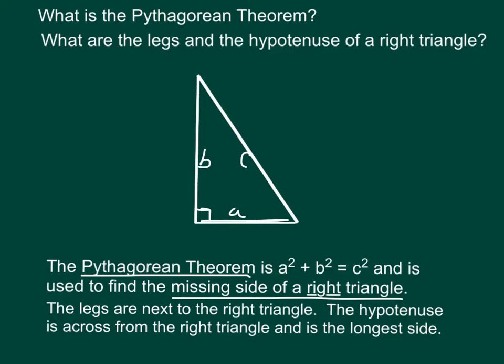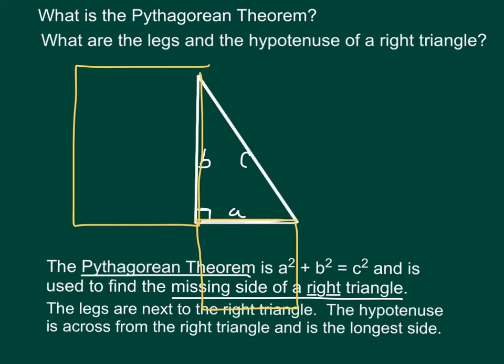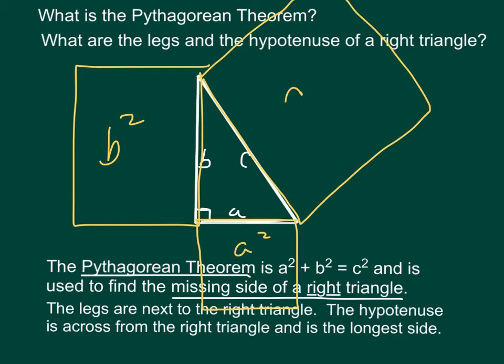It's really neat that the Pythagorean theorem is saying if you took the length of A and made a square around it, and the length of B and made a square around it, and you added those together, so A squared plus B squared, that it would actually equal the area of a square where the sides are the length of C. So A squared added to B squared will equal C squared, and that's the Pythagorean theorem.